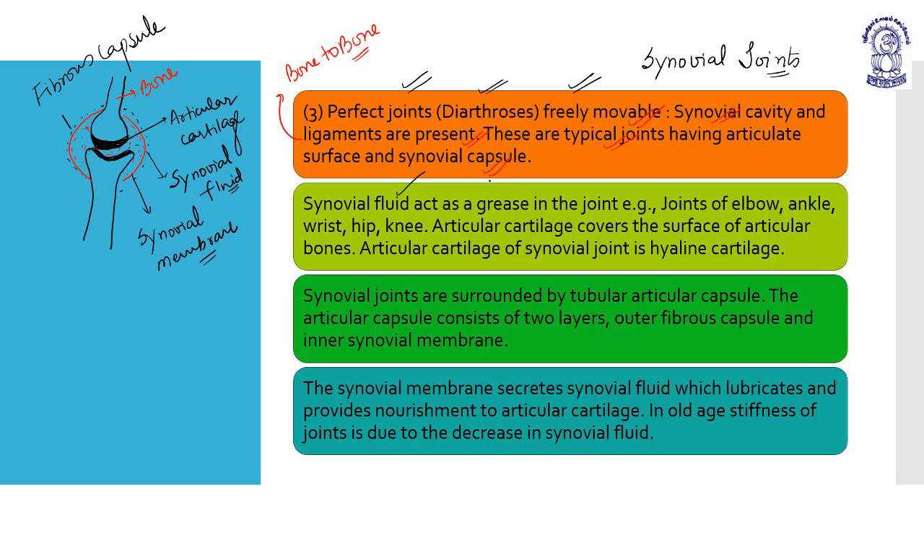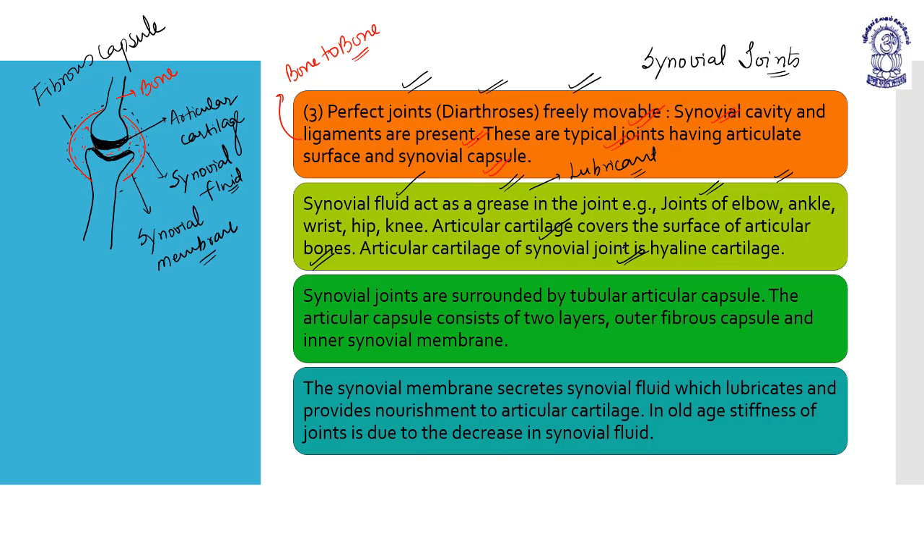Synovial fluid acts as a grease, a lubricant in the joint. The joints of elbow, ankle, wrist, hip, knee, they all are synovial joints. Articular cartilage covers the surface of articular bones. The articular cartilage is made up of hyaline cartilage. So articular cartilage of synovial joints is hyaline cartilage.